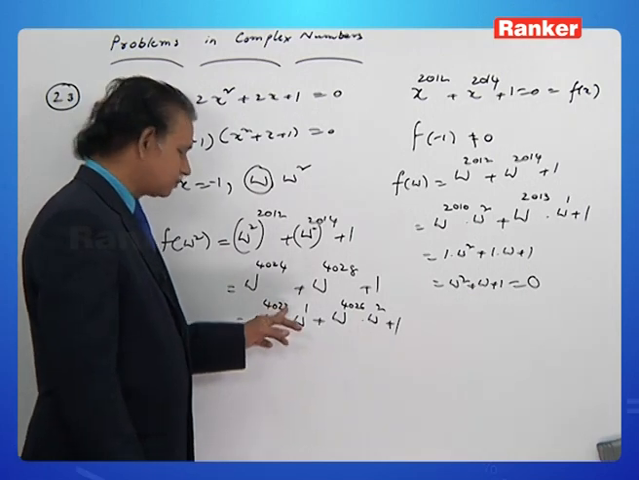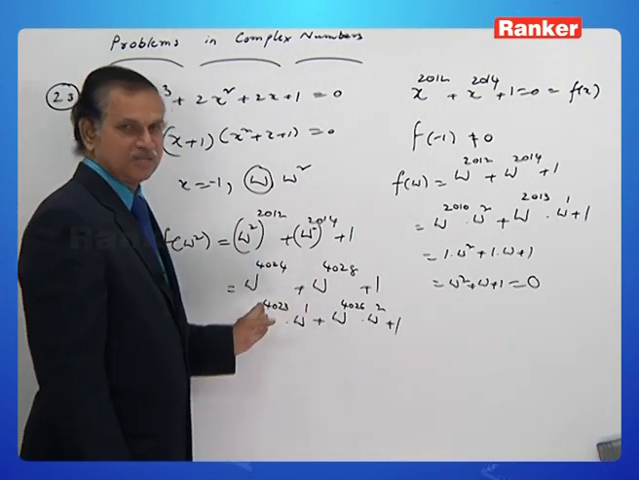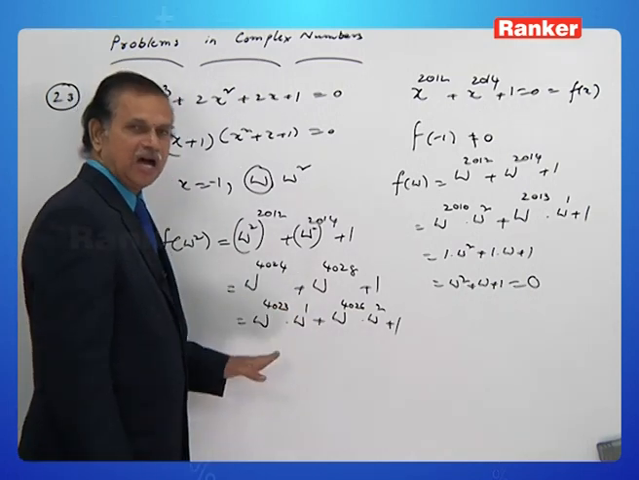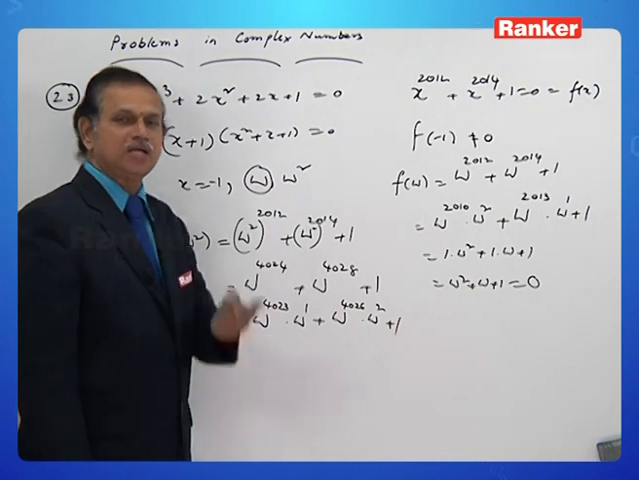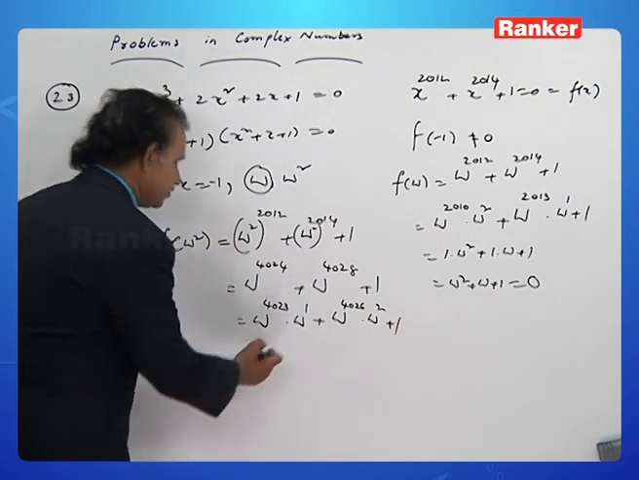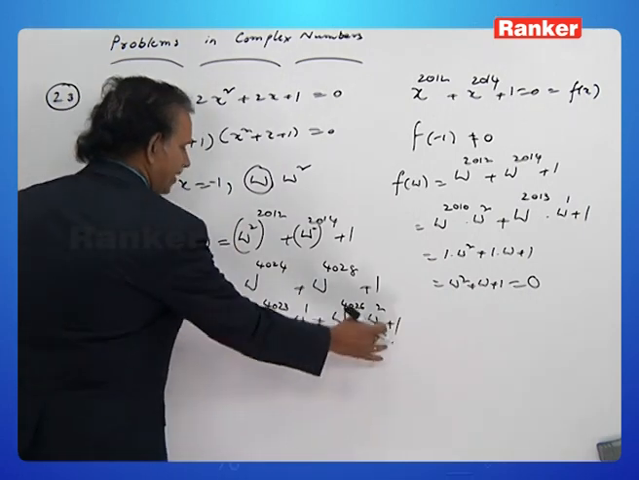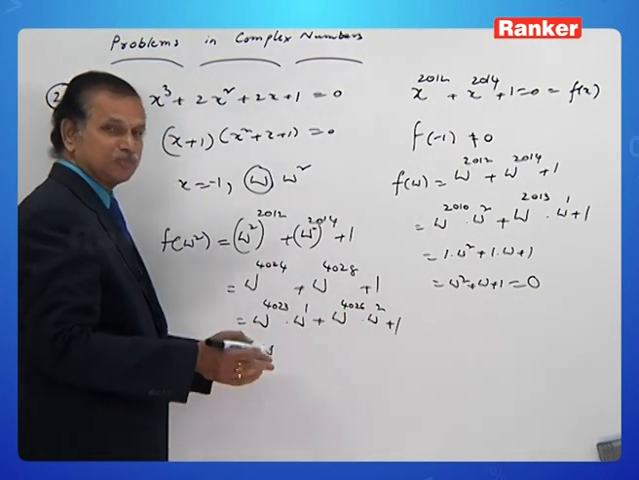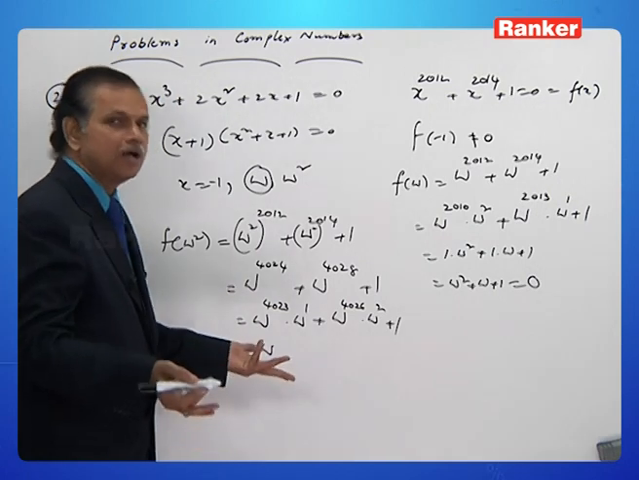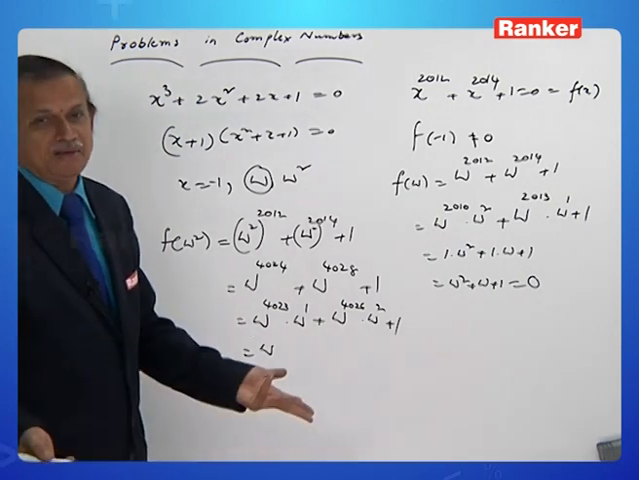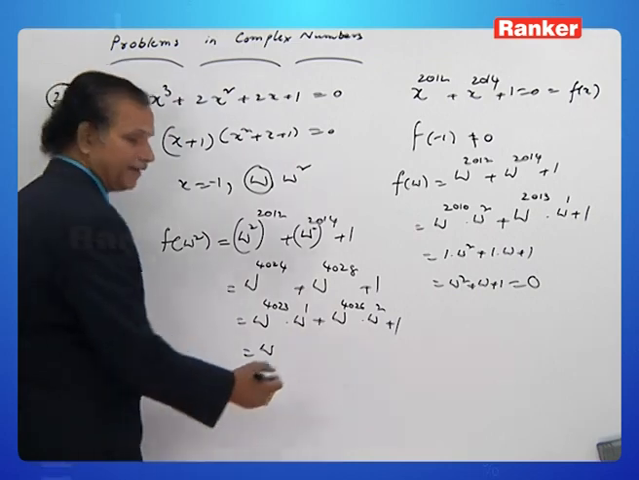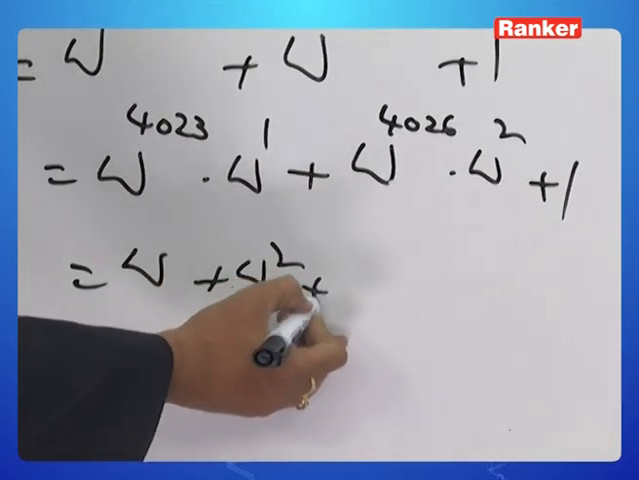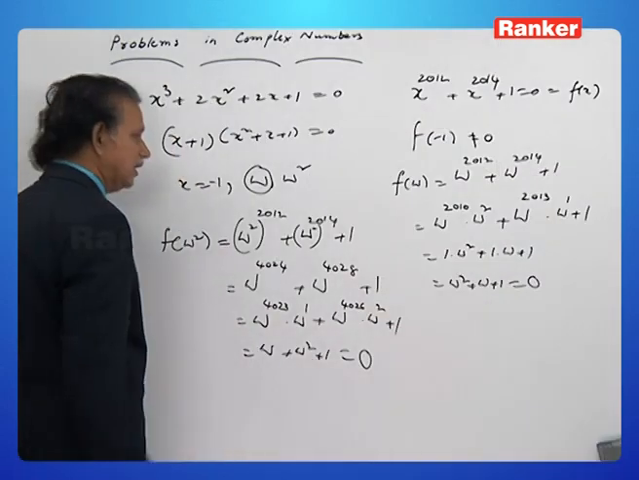4023: 4 plus 2, 6 plus 3 is 9, a multiple of 3. The sum is divisible by 3 and the total number is divisible by 3. Hence it is a multiple of 3, and omega power a multiple of 3 is surely 1. 1 into omega square. Is it a multiple of 3? Yes, of course. I could have split that in such a way that I'm able to get a multiple of 3. That is why this is also 1. 1 into omega square is omega square. Omega square plus 1 is again 0. Successful.